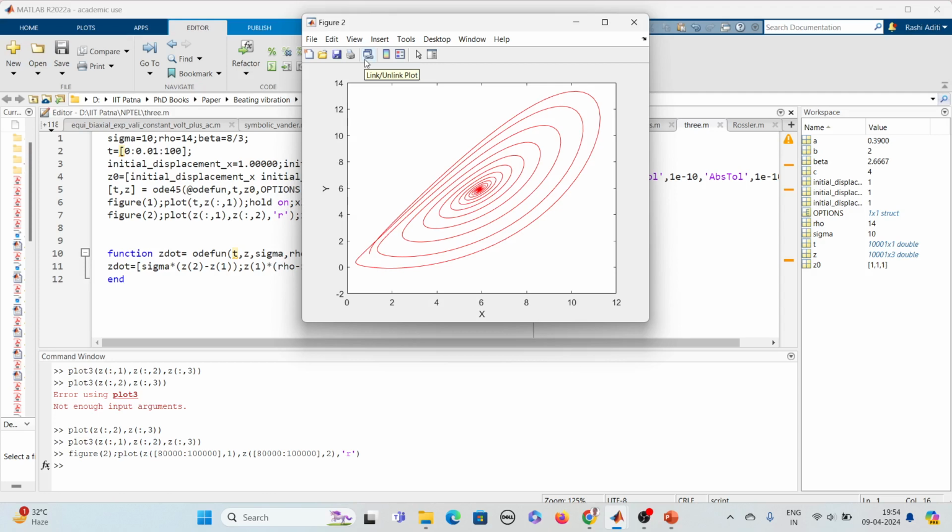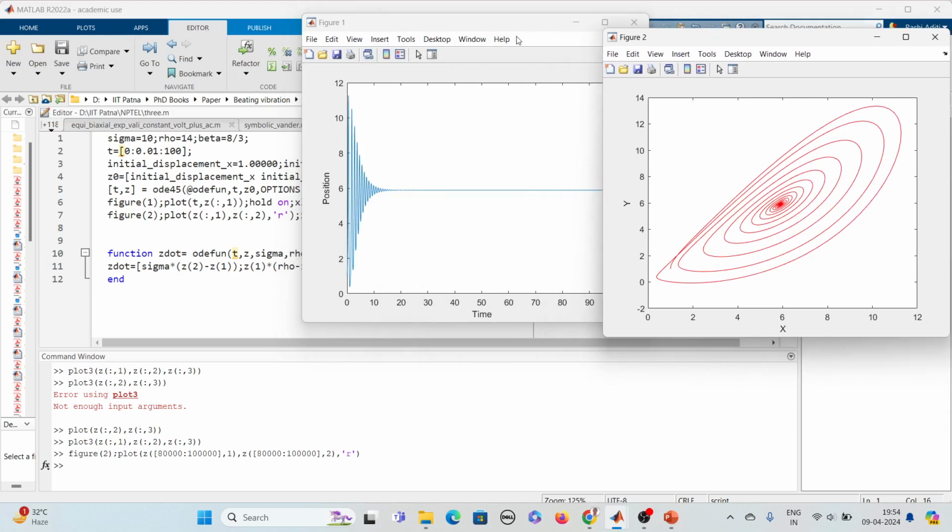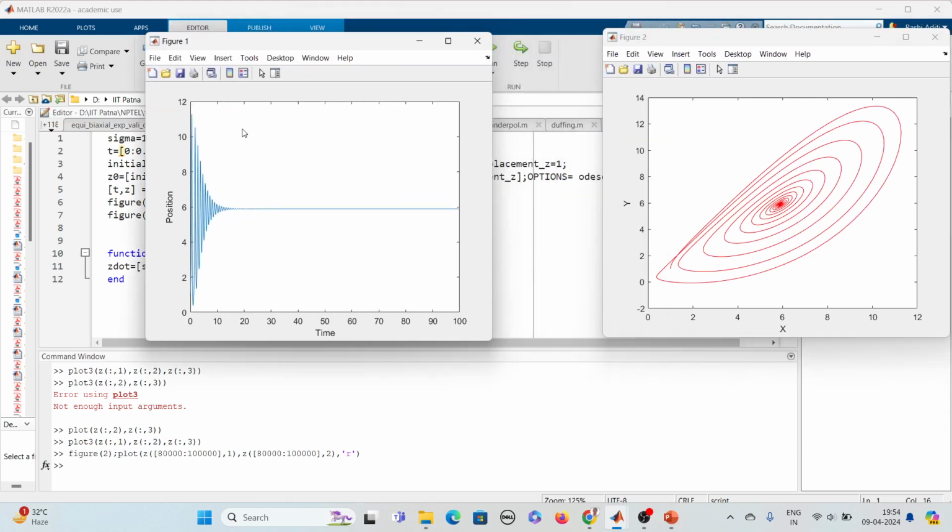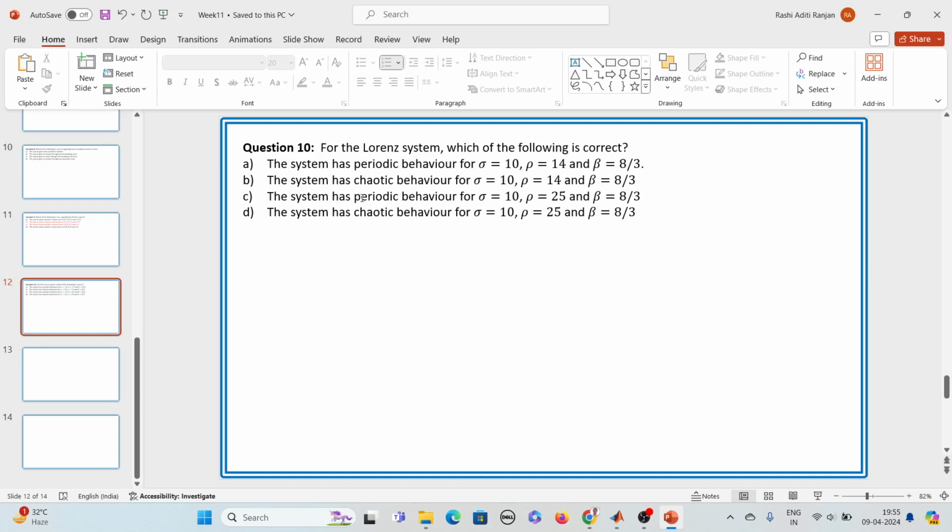Now you can see my system actually goes to a steady state. It reaches a particular value. So it has reached equilibrium, correct? Fixed point attractor. So the system has periodic behavior for this, the system has chaotic behavior for this. Both are not correct. It is not having periodic behavior, neither is it having chaotic behavior. It has actually gone to a fixed point response.